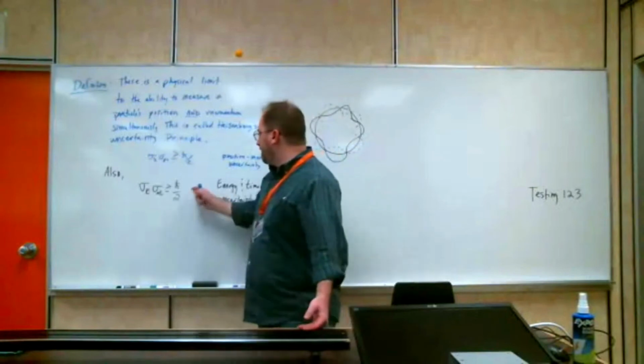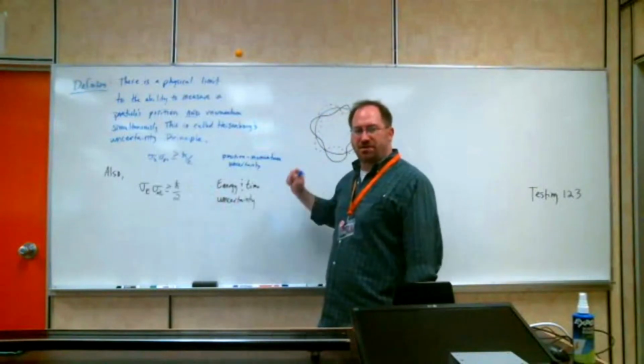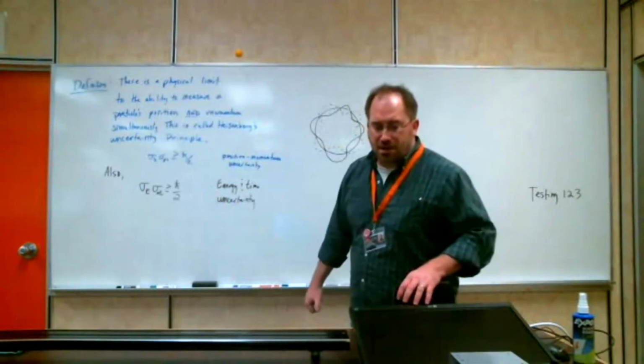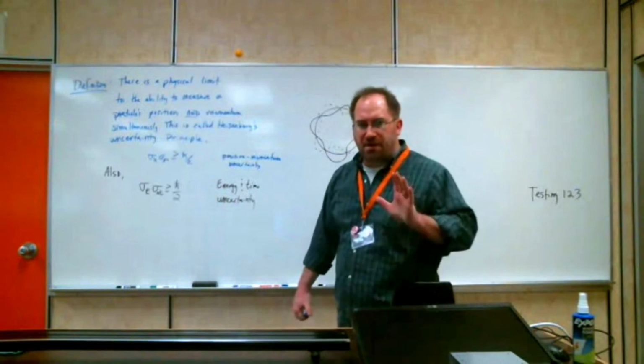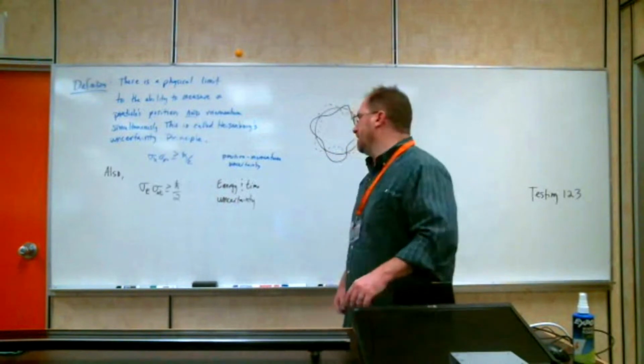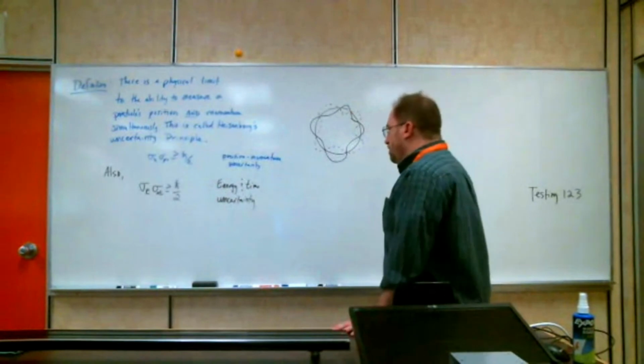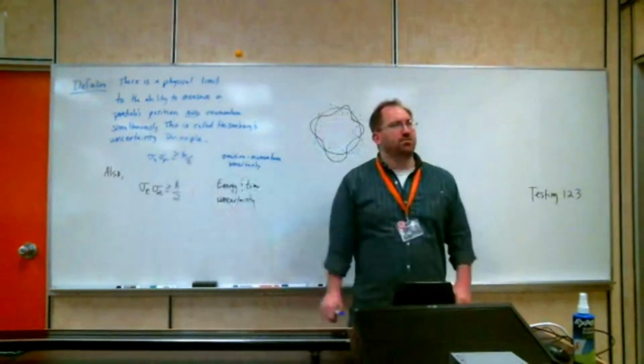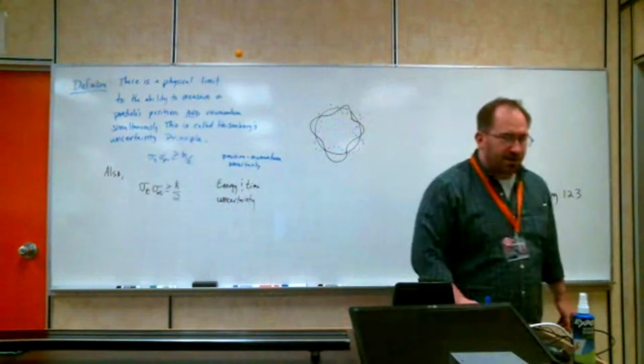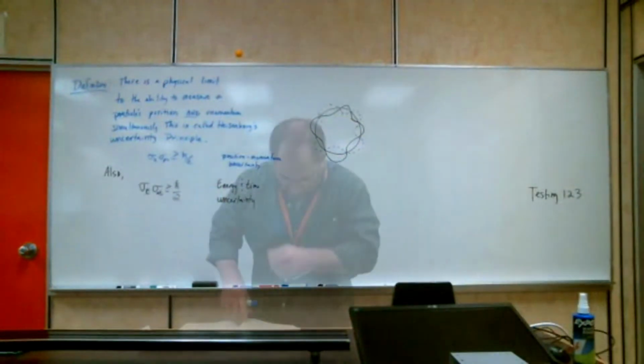There's a version that applies to energy and time as well. These two operators are not fully independent. They can't be treated completely independently. And so we have the Heisenberg Uncertainty Principle that comes into play. Let's do an example.